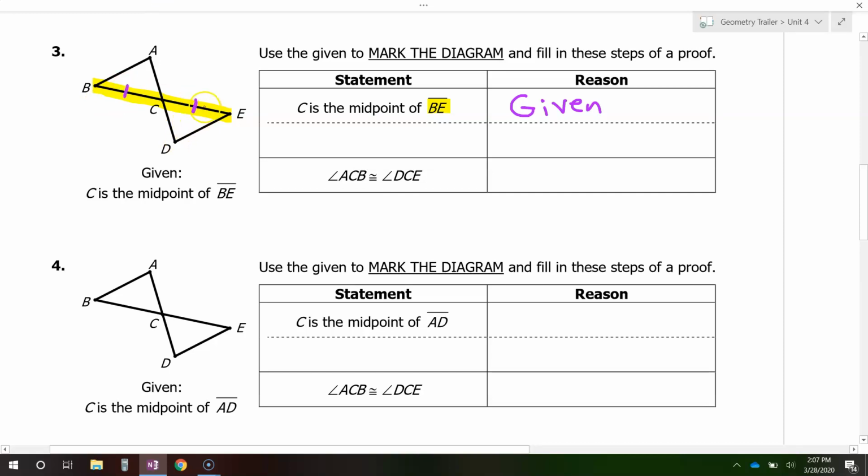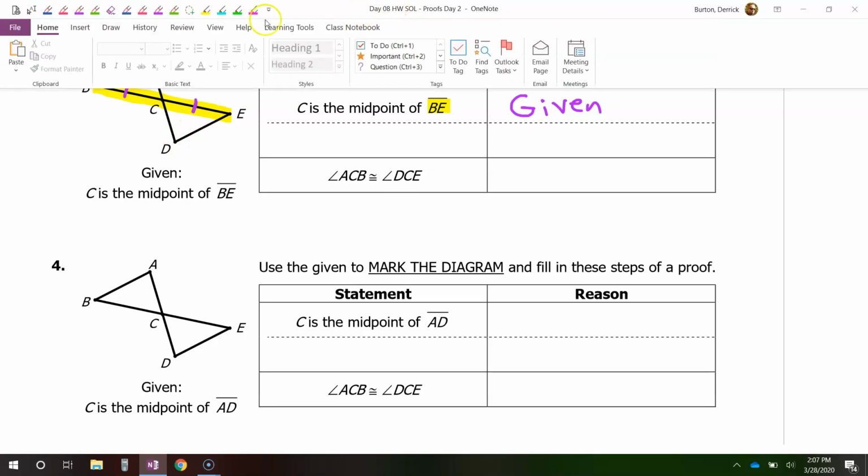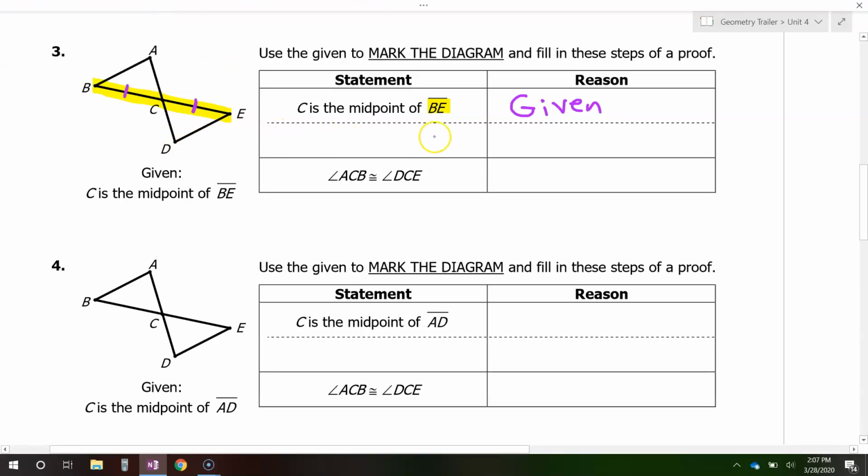this side over here. And in fact, that is what we need to put as our next statement. Segment BC is congruent to segment CE. All right? And that is just the definition of midpoint.